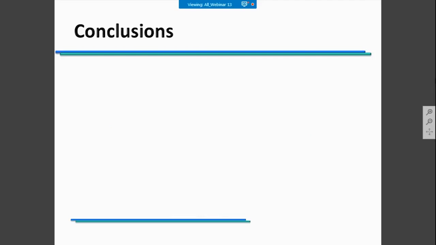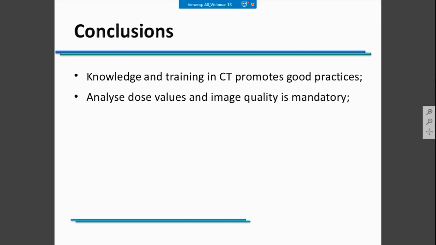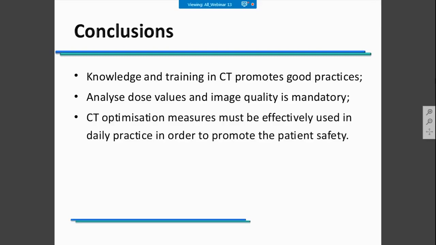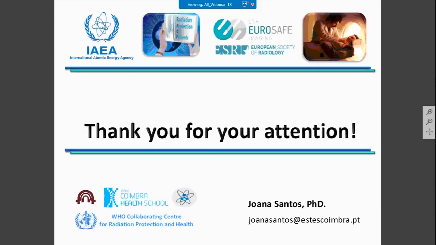So, in conclusion, knowledge and training in CT promotes good practice. Analysis of the dose values and image quality is mandatory during the optimization of our procedures, and CT optimization measures must be effectively used in our daily practice in order to promote patient safety. We all know that medical imaging saves lives, however, they should be optimized. So, thank you for your attention during the session.